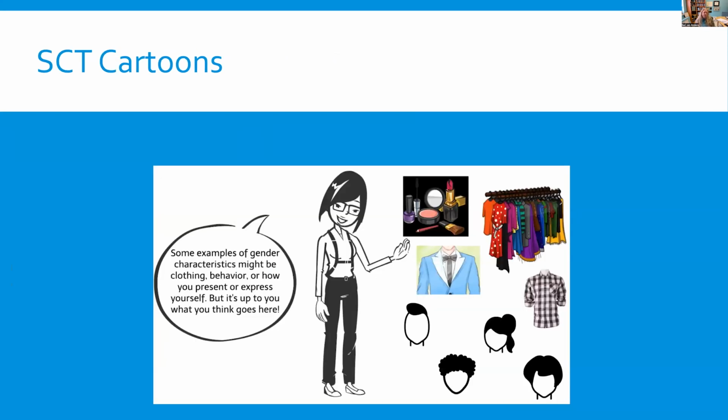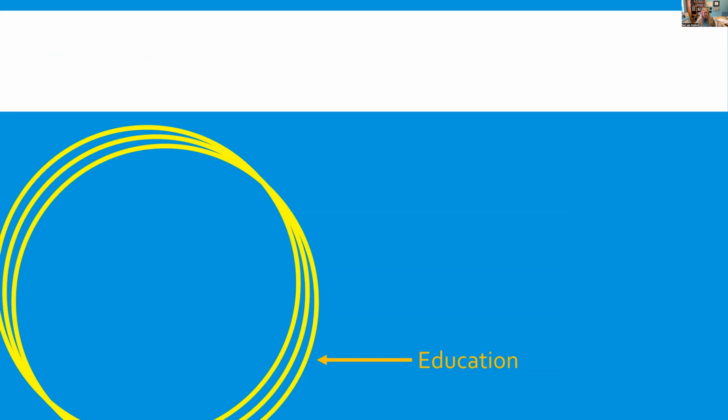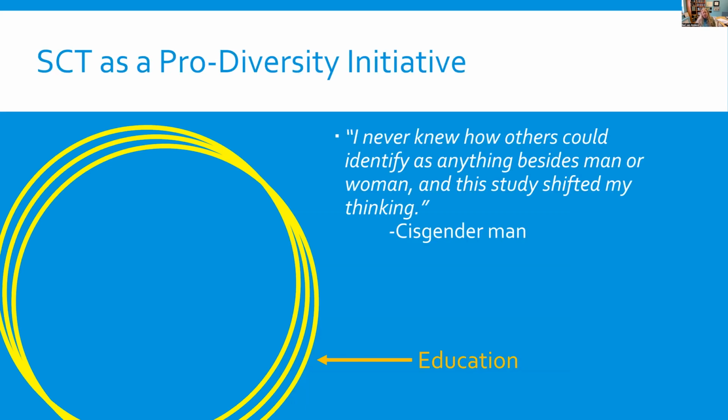We also developed cartoons to explain these and evaluated them in knowledge translation research. And we find that people find them useful and interesting, and they seem to be useful for research, but also for people just understanding themselves. And we also find that this seems to be useful for education, not surprisingly. So we already saw this quote from a cisgender man, but SCT seems to be useful as a pro-diversity initiative, helping people understand what exists out there.